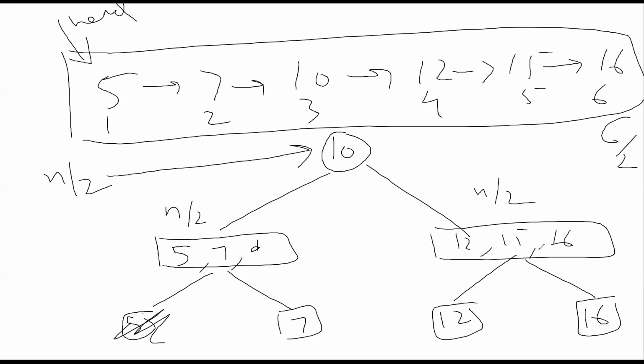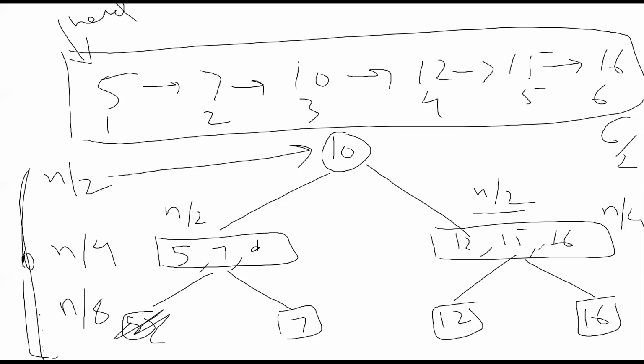Now this will have to do an n by 4 scan here and an n by 4 scan here, right? The length is halved. And this will be a geometric progression, and it will tend to 0. Now, can we calculate what will be the number of elements here?